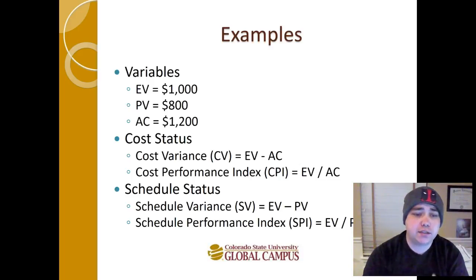For schedule status, your SV would be EV minus PV, or 1,000 minus 800, is $200. You're ahead of schedule. Or if you look at the SPI, you're going to be 1,000 divided by 800, or 1 and 1/4, or 1.25. That means that you're roughly about 25% ahead of schedule.